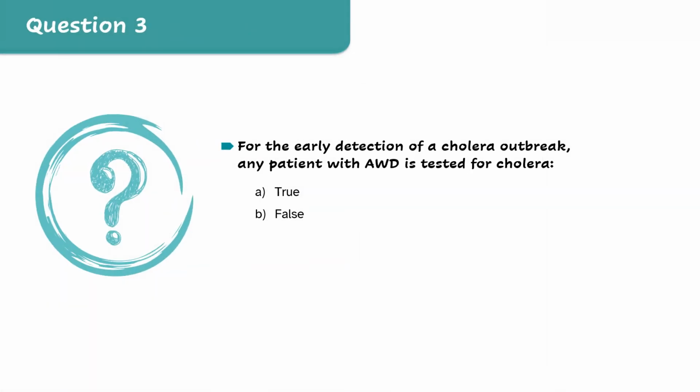Question 3. This is the last question. For the early detection of a cholera outbreak, any patient with AWD is tested for cholera. Is this A, true, or B, false?